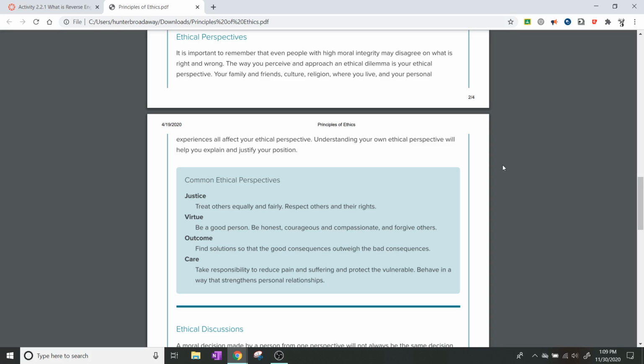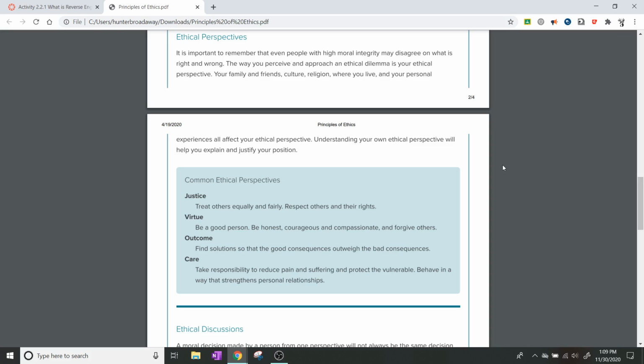Okay. Another way to think about this is from an outcome perspective, and that's to find solutions so that the good consequences outweigh the bad consequences. Sometimes in really complicated situations, like the designer baby thing, you have to weigh the outcomes. You can't just do this by justice or virtue. It's a little bit more difficult, because are you really being honest and compassionate to a person if you could have removed the possibility of a significant illness for that child? I don't know. That's a really tough one. So in that case, it comes down to weighing the outcomes.